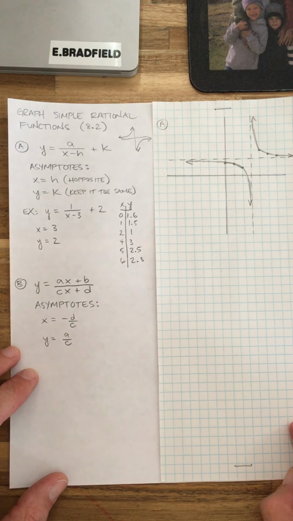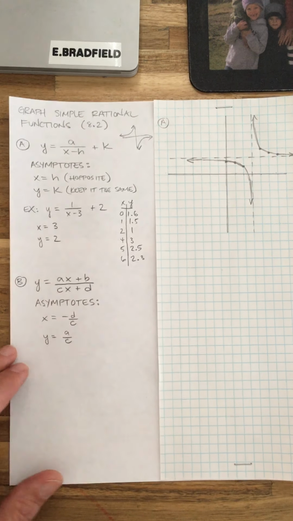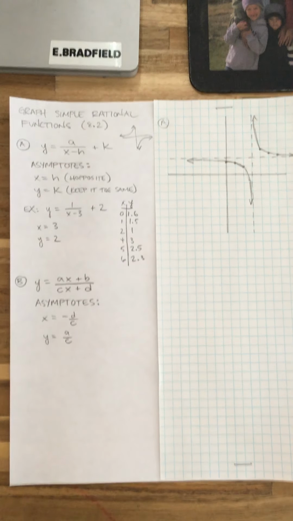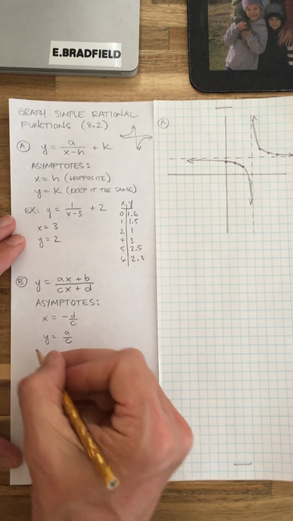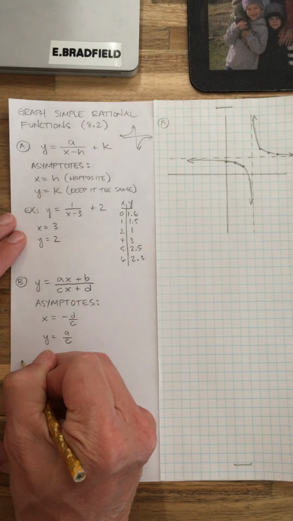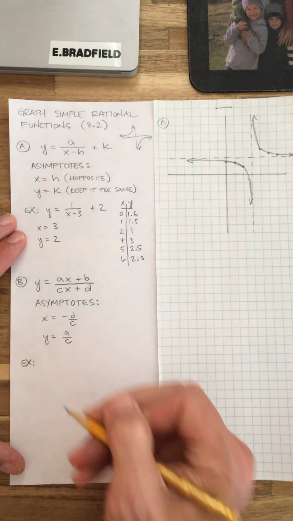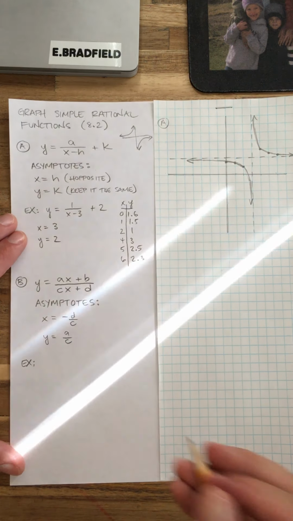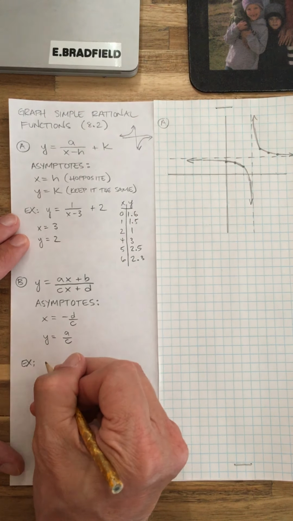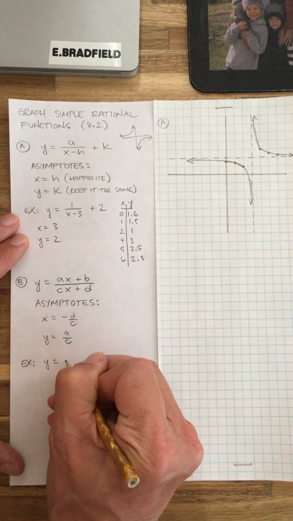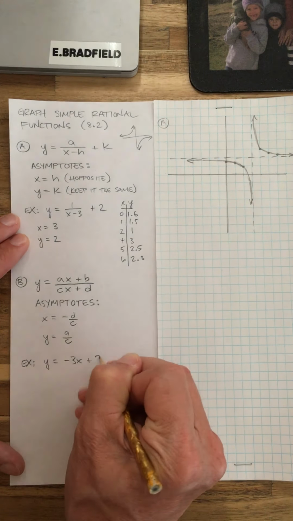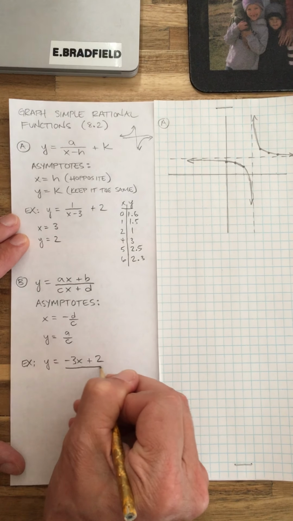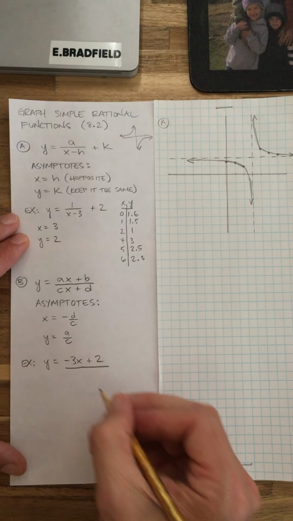Okie dokie. All right, so now, let me give you an example really quick. Here's my first example. I guess my only example. I probably don't have time for anything else. The example I'm going to give you is y equals negative 3x plus 2 divided by negative x minus 1.